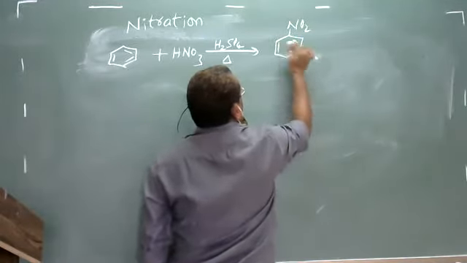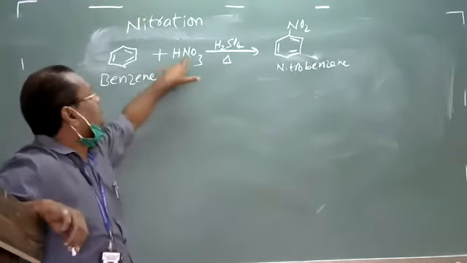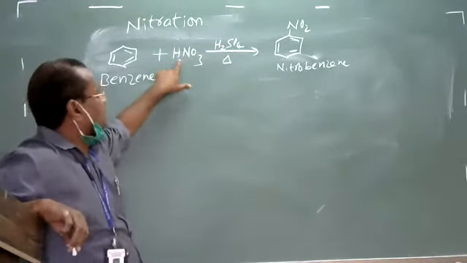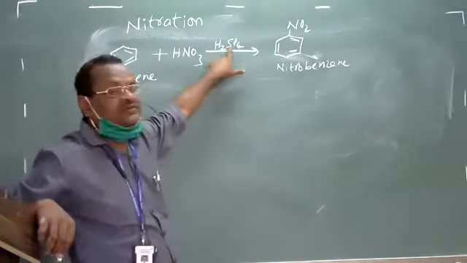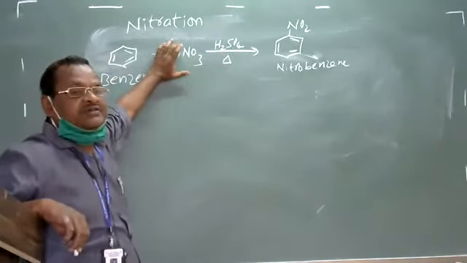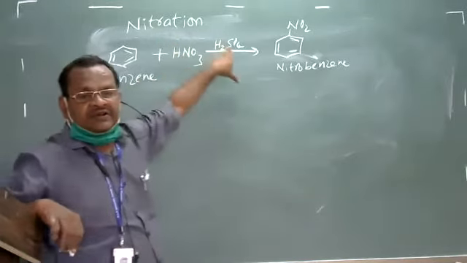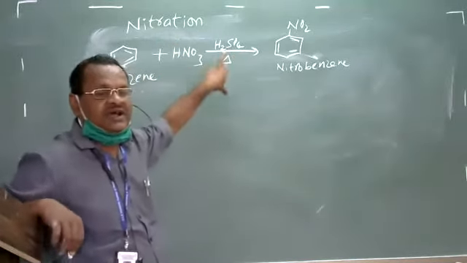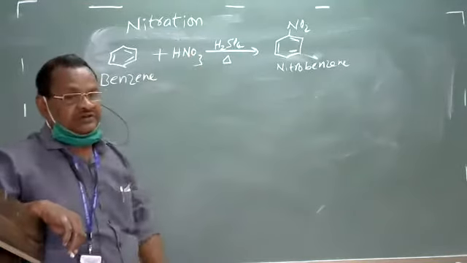Benzene is going to react with the nitric acid in presence of sulfuric acid. Sorry, it forms nitrobenzene. This reaction is known as nitration reaction, and the mixture of 2:1, 2 moles of nitric acid and 1 mole of sulfuric acid, is called as nitrating mixture. Please remember this: 2 mole of nitric acid, 1 mole of sulfuric acid is called as nitrating mixture.